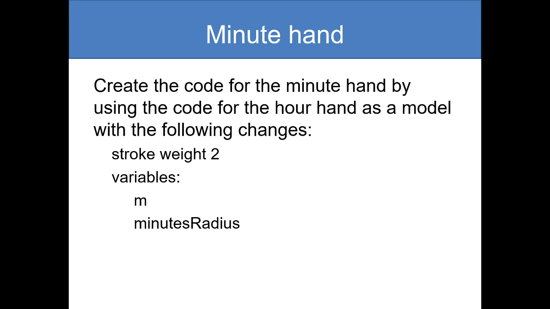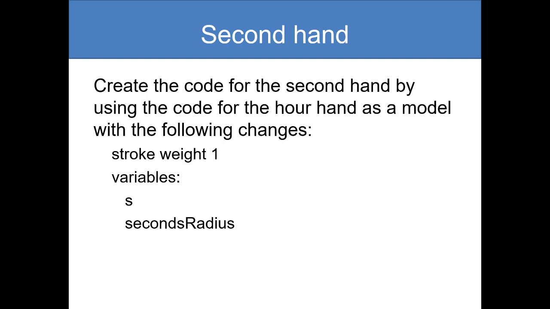You're going to adapt these so that it works out right. So you're going to create the code for the minute hand using the code from the hour hand as a model. The changes you should make are a stroke weight of 2, so it's a little thinner than the hour hand, which had a stroke weight of 4. We should also have a couple of variables: m and minutes radius. I know that we made a couple of minutes ones, so make sure that they're still in there and base it off that. Once you get that, you can easily transition to the second hand. Again you're making a thinner stroke weight, a stroke weight of 1, and using the variables s and seconds radius.